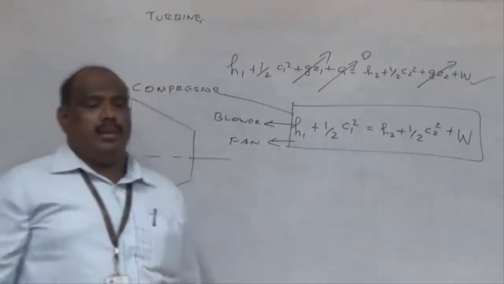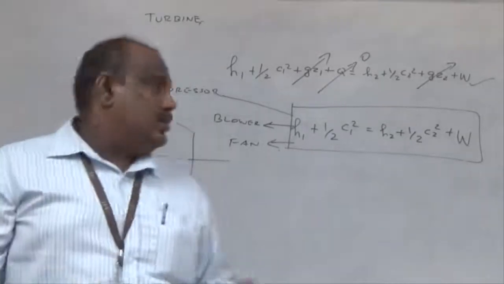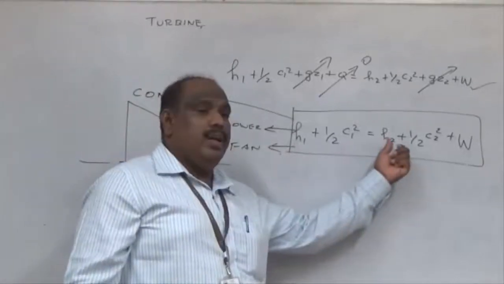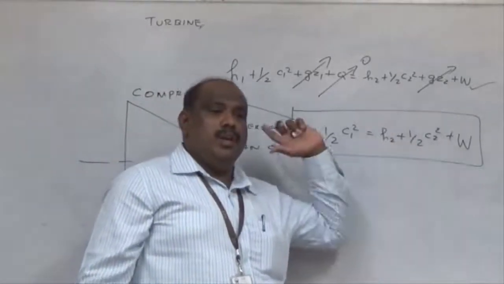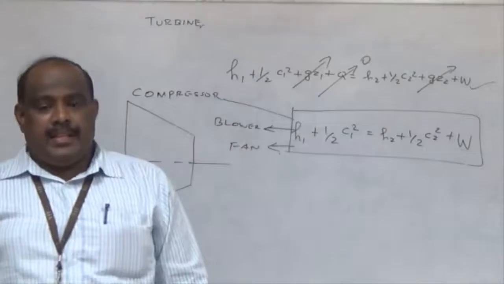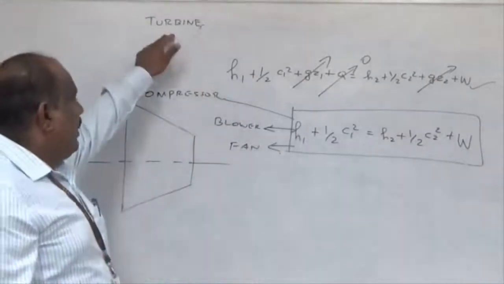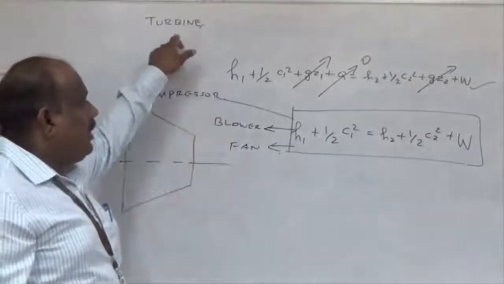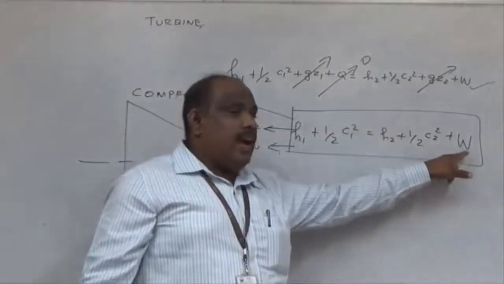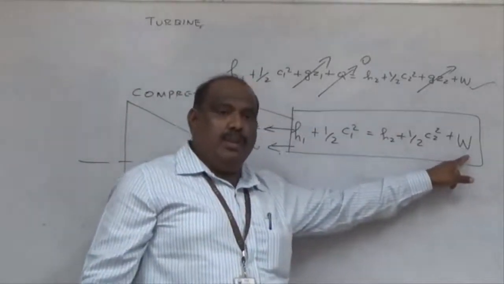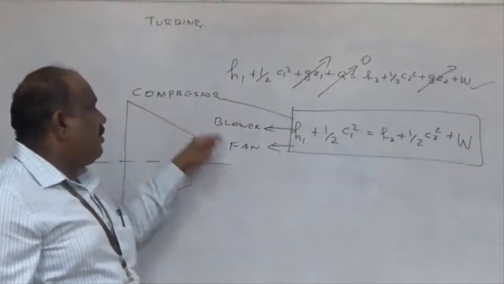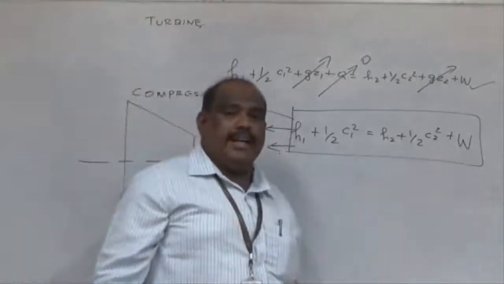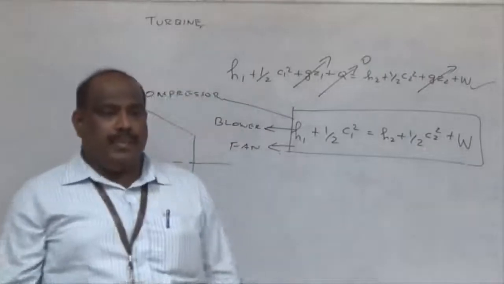So all are nothing but power absorbing devices. H1 plus half C1 squared equals H2 plus half C2 squared plus W. So the expression remains the same for turbine, compressor, blower, and fan. In case of a turbine, when I substitute in this equation, I should end up with W positive. When I substitute for compressor, blower, and fan, W should be negative. That's it. So we'll move further.